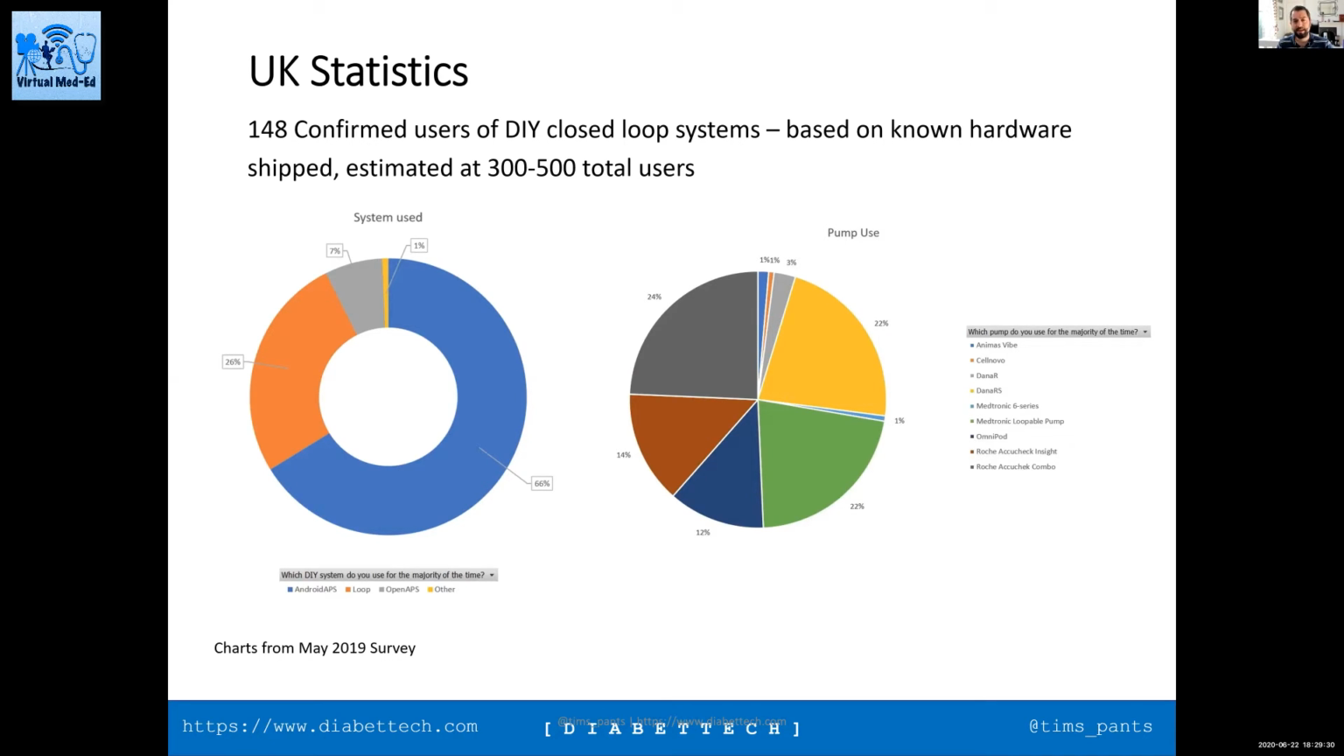I would hazard a guess that that's now migrated even further, as Omnipod is widely available on the Loop platform and much more accessible on Android APS as well, and there will be more Omnipod users doing that. As you can see in this survey, a year ago, the Dana RS and the Medtronic loopable pumps were the most used, with Roche and Omnipod also playing a part.